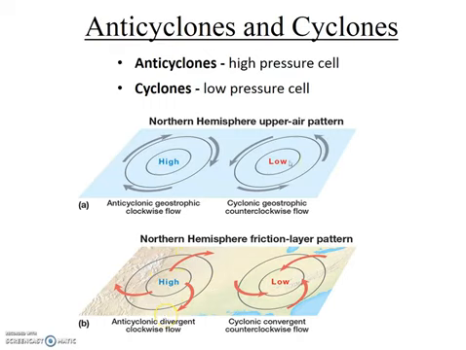In a low pressure cell, or cyclone, we have in the upper atmosphere simply the pressure gradient and the Coriolis effect, and they balance each other out, and we end up with counterclockwise geostrophic flow. In the lower atmosphere, friction plays a role, the Coriolis effect is reduced, and we have still counterclockwise flow, but now since the pressure gradient overwhelms the Coriolis effect, we have counterclockwise convergent flow.